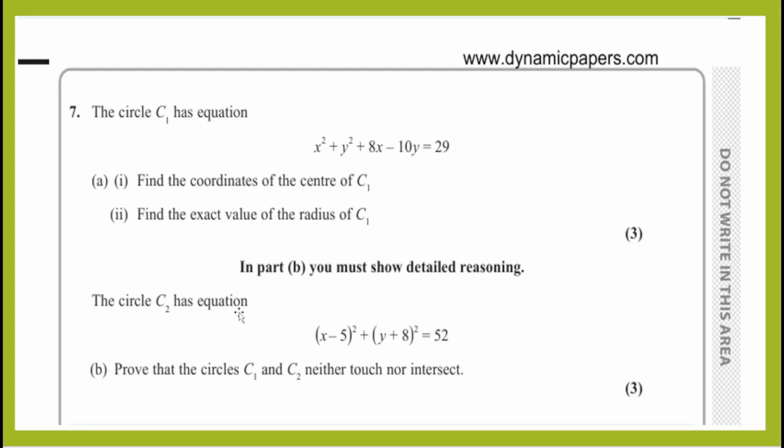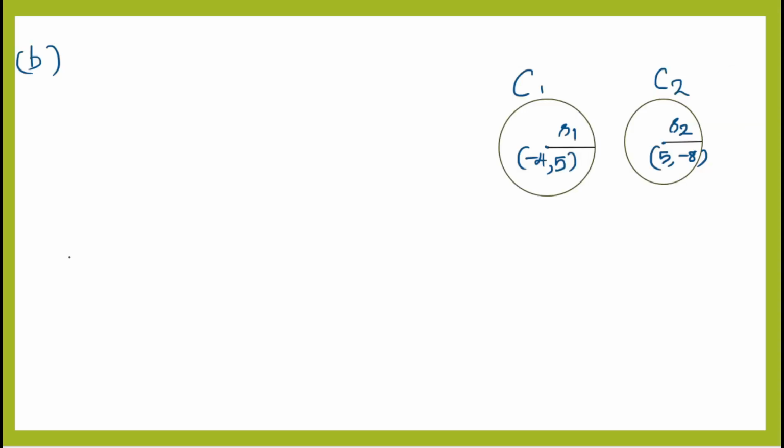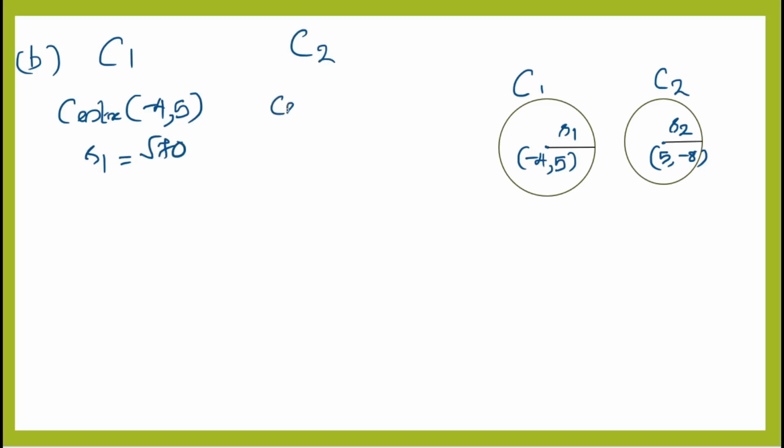Now for part B, another circle C2 is given as (x minus 5) whole to the power 2 plus (y plus 8) whole to the power 2 equals 52. And we have to prove that the two circles C1 and C2 neither touch nor intersect. Here for circle C1, center equals (minus 4, 5), radius R1 equals root 70. For circle C2, center equals (5, minus 8), radius R2 equals root 52.